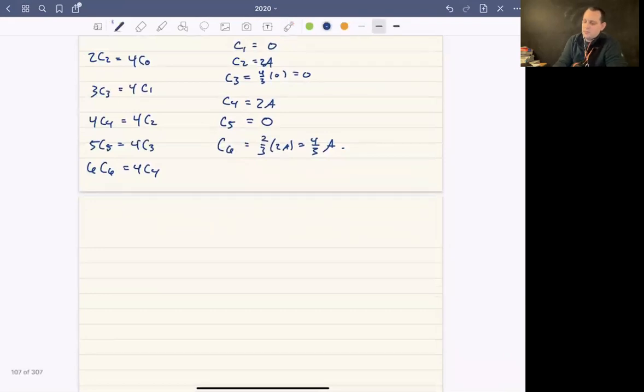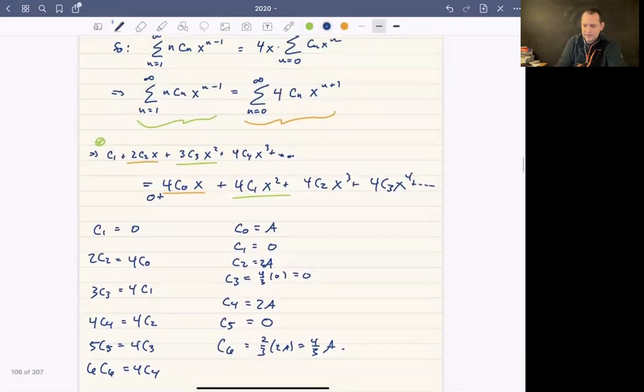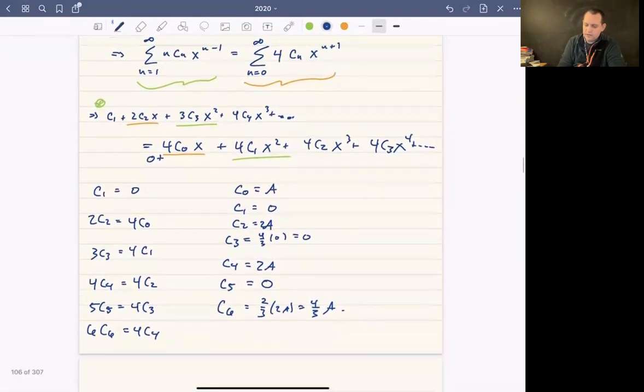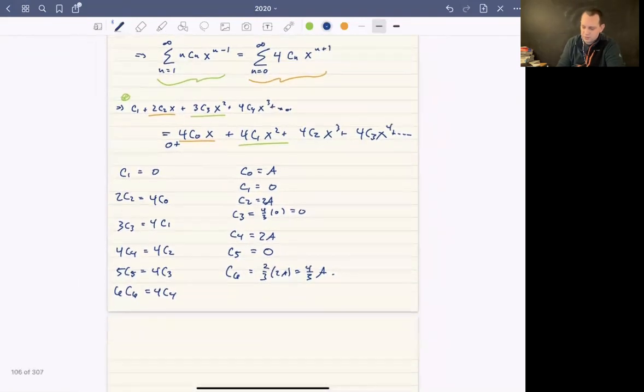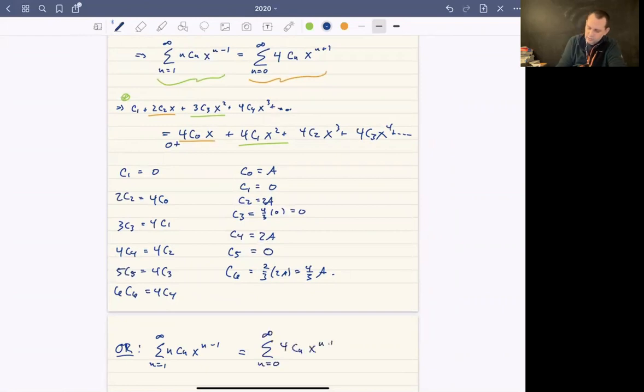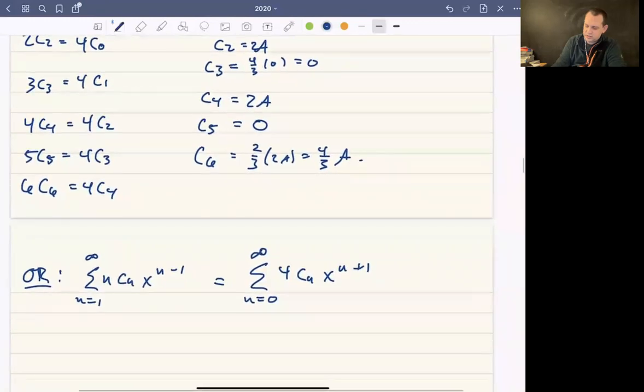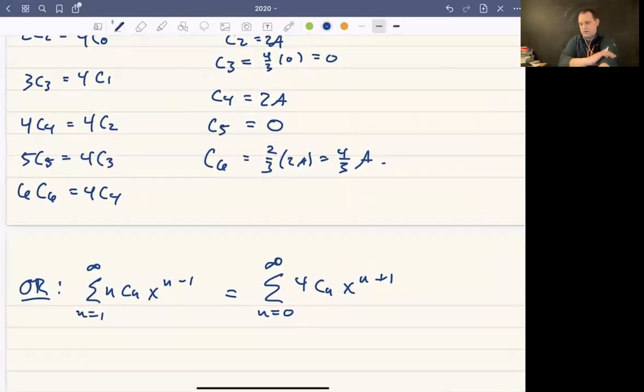Now, one other way that we could do this is let's go back and let's look at this sum. So I'm going to rewrite this sum. This is the sum starting at n equals 1. So this is just an alternative method. So we have the sum starting at n equals 1 to infinity, n c sub n x to the n minus 1. That's going to be equal to the sum n equals 0 to infinity 4 c sub n x to the n plus 1. Okay, so this is the expression that we're going to have to contend with here.